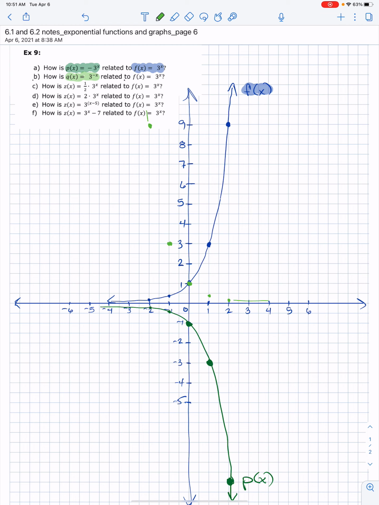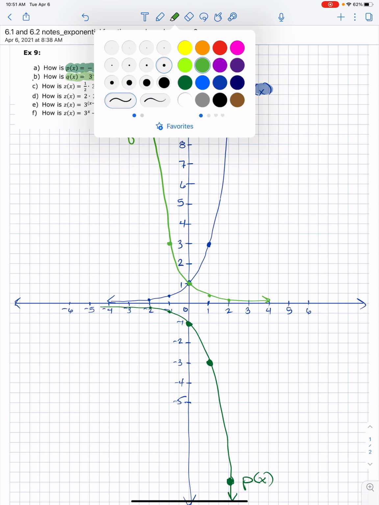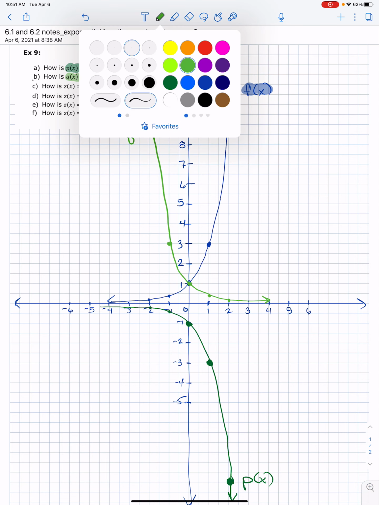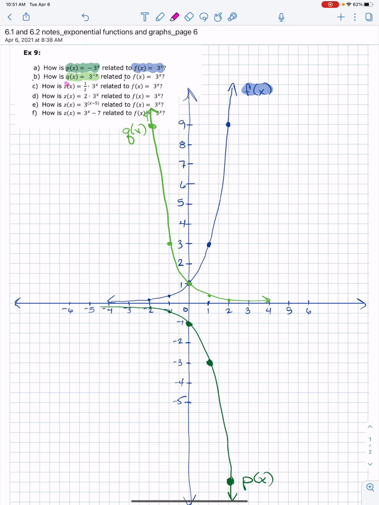So this graph reflects across the y-axis. Z of x equals 1/2 times 3 to the x. So that takes our output values and multiplies them by 1/2, or cuts them in half.